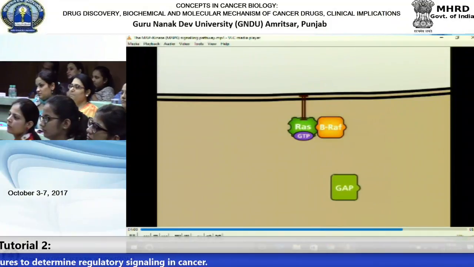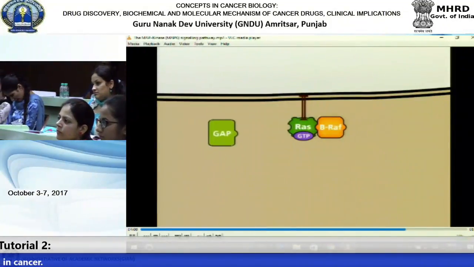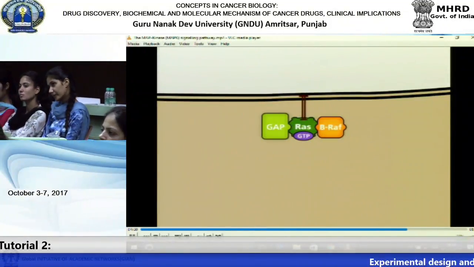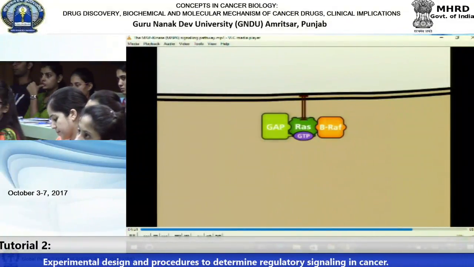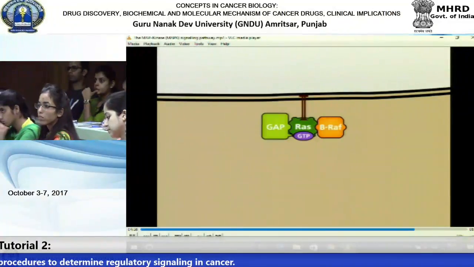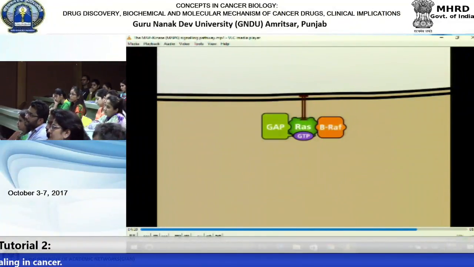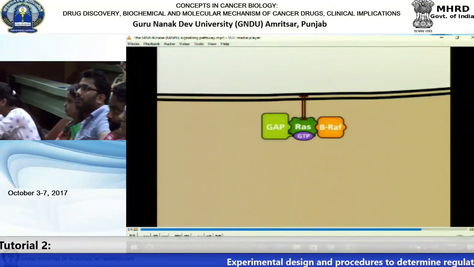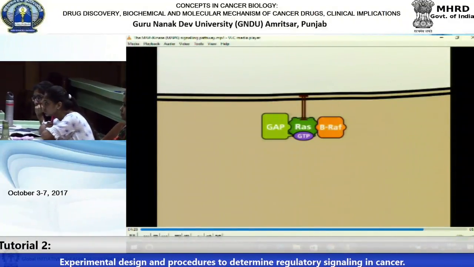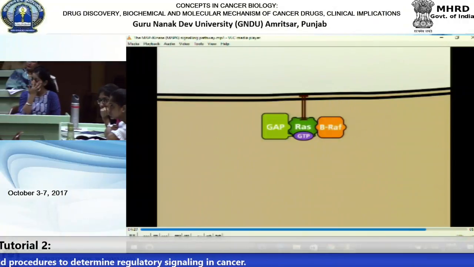GAP can still bind to mutated RAS in its GTP-bound form. However, GAP is not able to provide the domain that is crucial for the activation of the RAS-GTPase. GTP is not hydrolyzed to GDP. Consequently, mutated RAS-GTP stays active. The kinase BRAF stays bound to RAS-GTP and remains active.